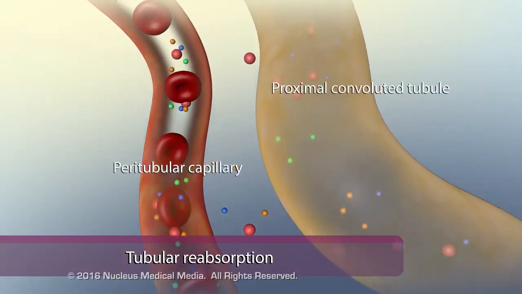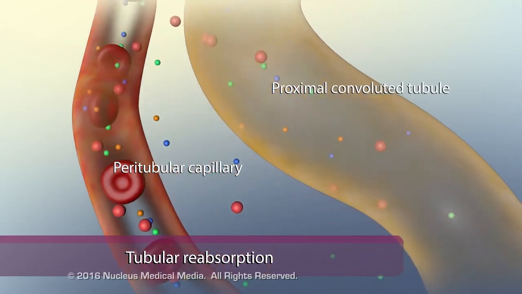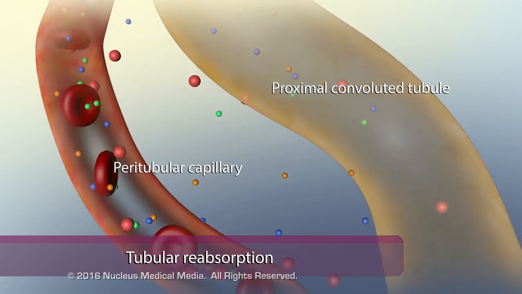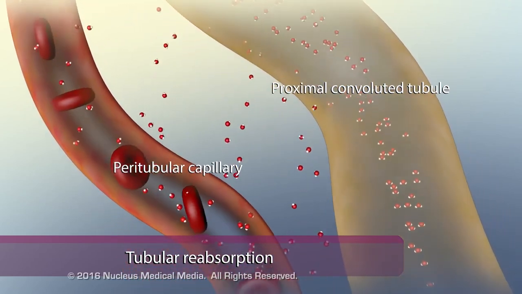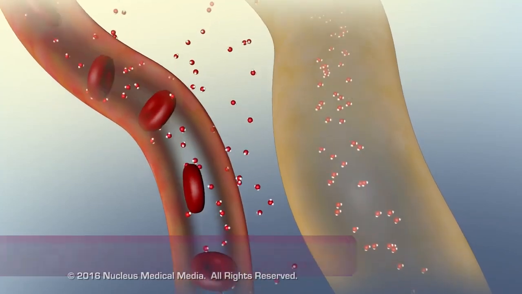Specifically, glucose, amino acids, and some sodium and calcium ions are reabsorbed by active transport. The peritubular capillary reabsorbs water through osmosis.